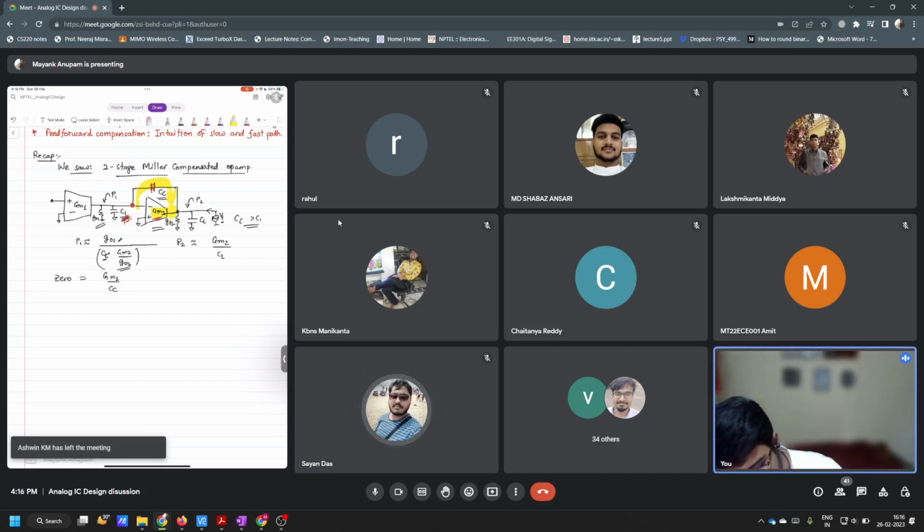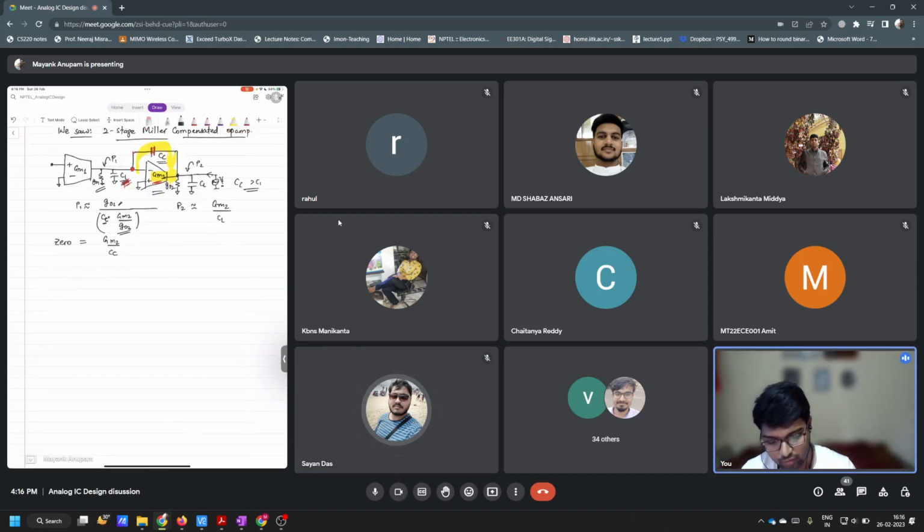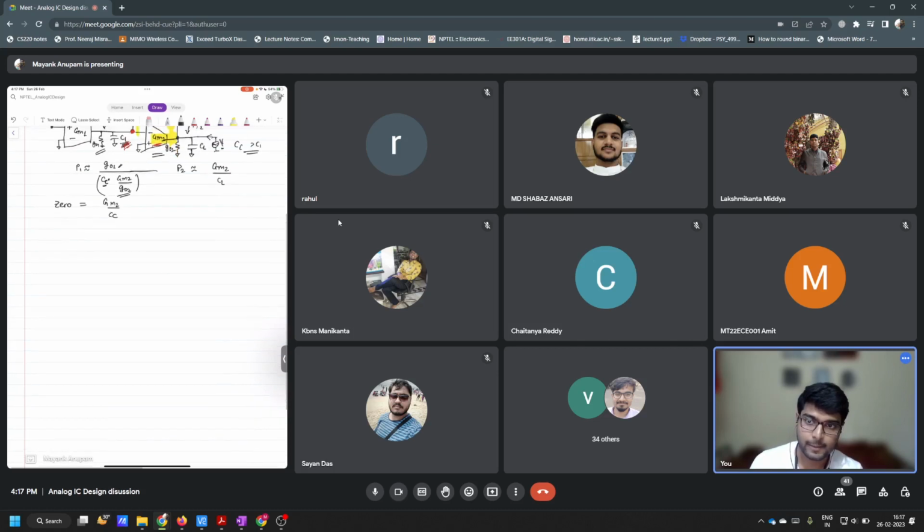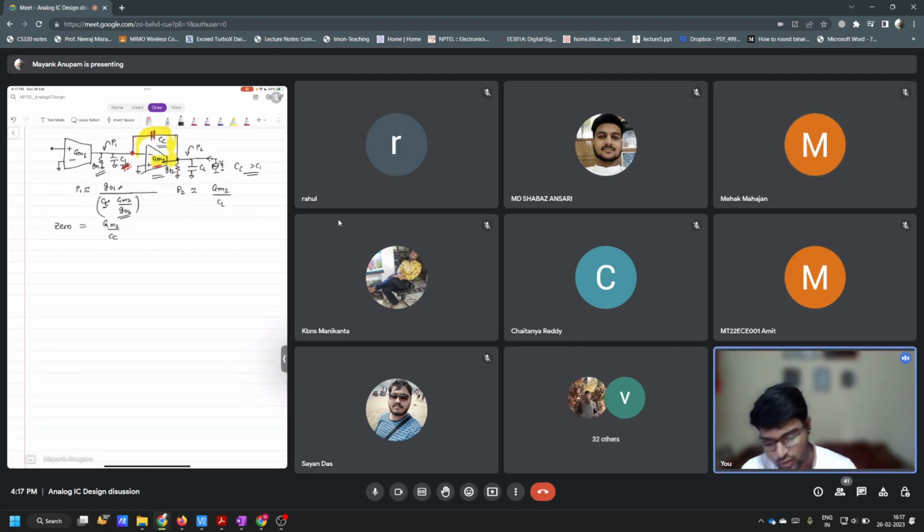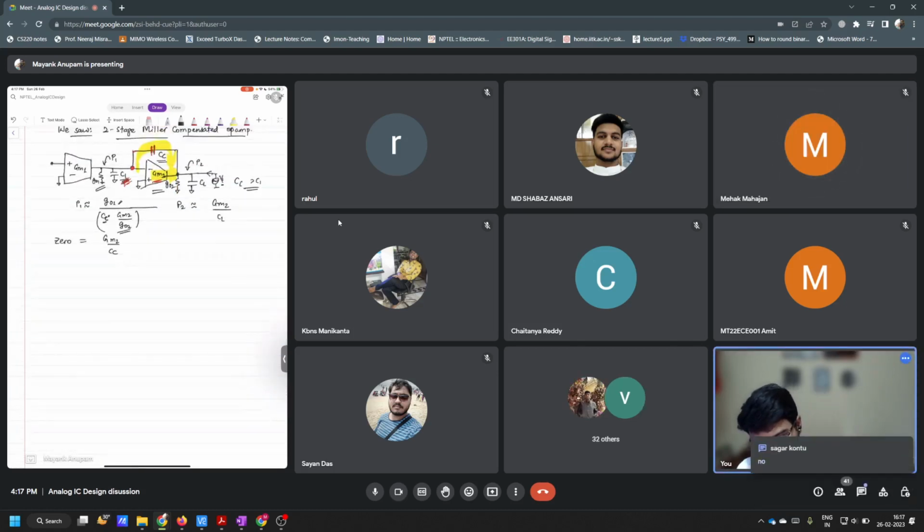So did everyone understand why we say that if there are two paths with different phase shifts, then we can expect a zero in this circuit? Did everyone understand that? Can you repeat? Yes. In the lectures we saw that this circuit has two paths, isn't it? From input to output, we have two paths. Do you identify the two paths?